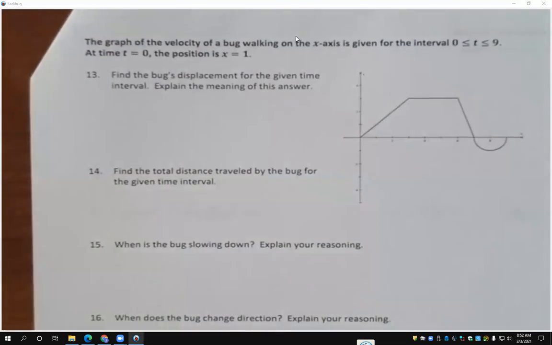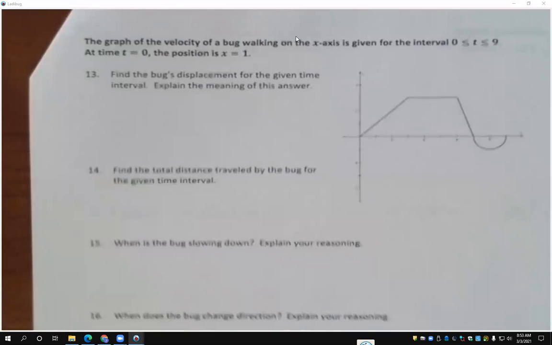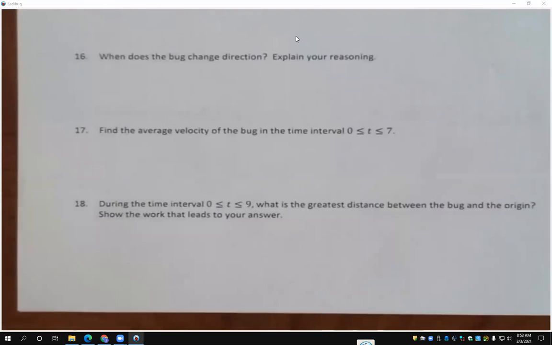Flying through this. All right, this is again a graph and it covers all questions 13 through 18. This is a velocity graph, and we're probably going to be asked a lot of things about acceleration and position and distance. Fire away. 18, please. All right, 18 says, during the time interval 0 to 9, what is the greatest distance between the bug and the origin? Show the work that leads to that.